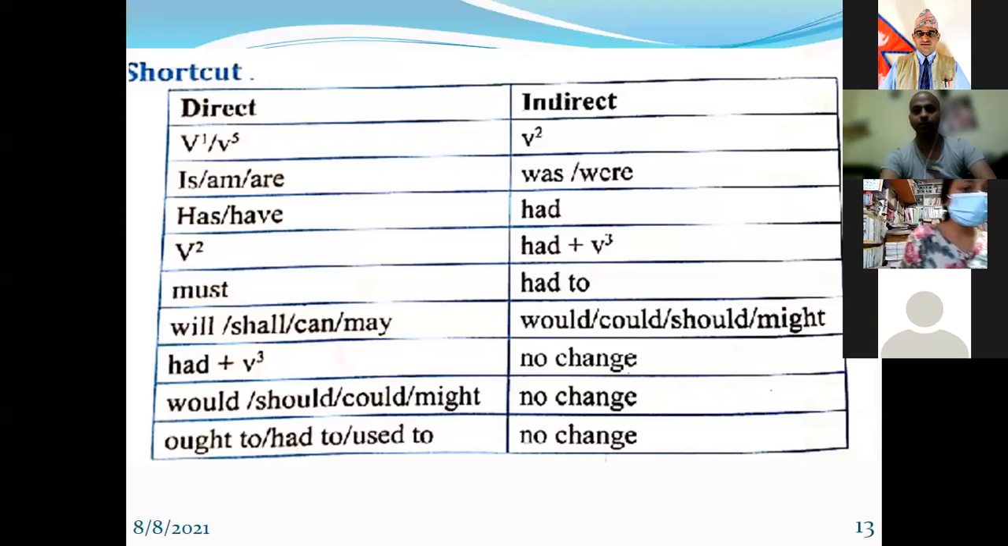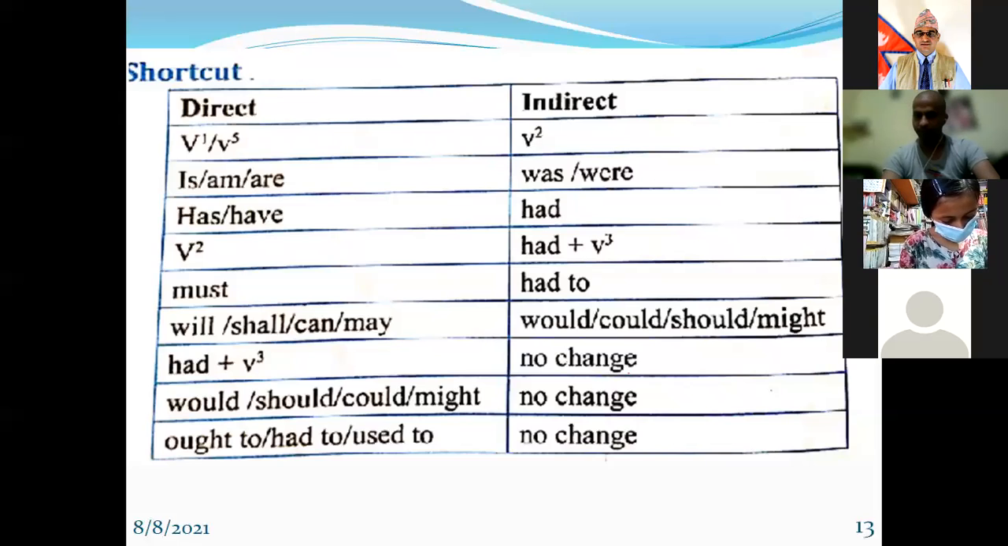You don't need that also. The first and fourth, and the fifth one. Only these are necessary. If you remember these three, first, fourth, and fifth: V1 and V5 change into V2. V2 changes into had plus V3. Must changes into had to.